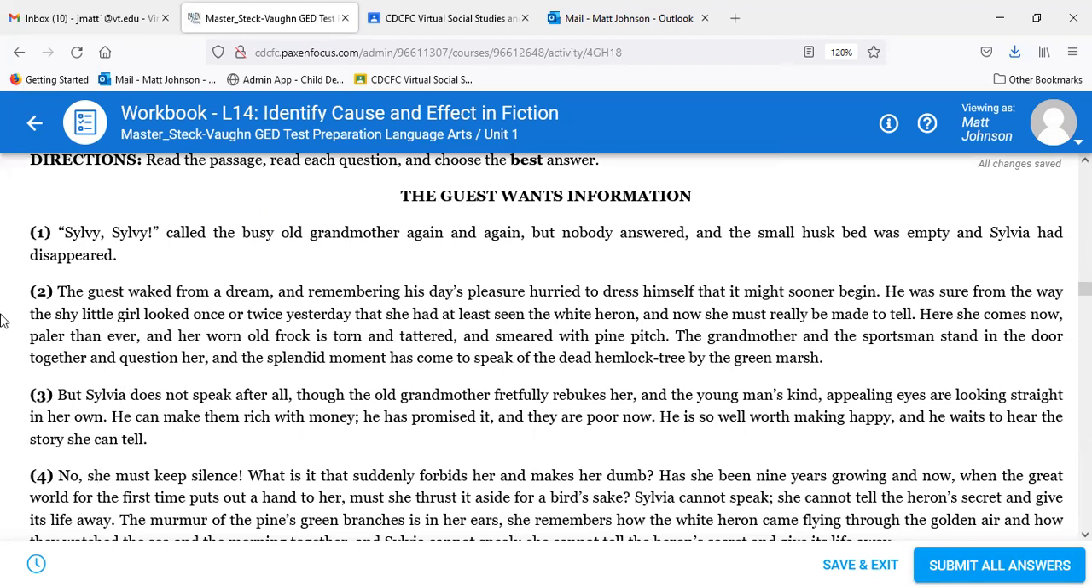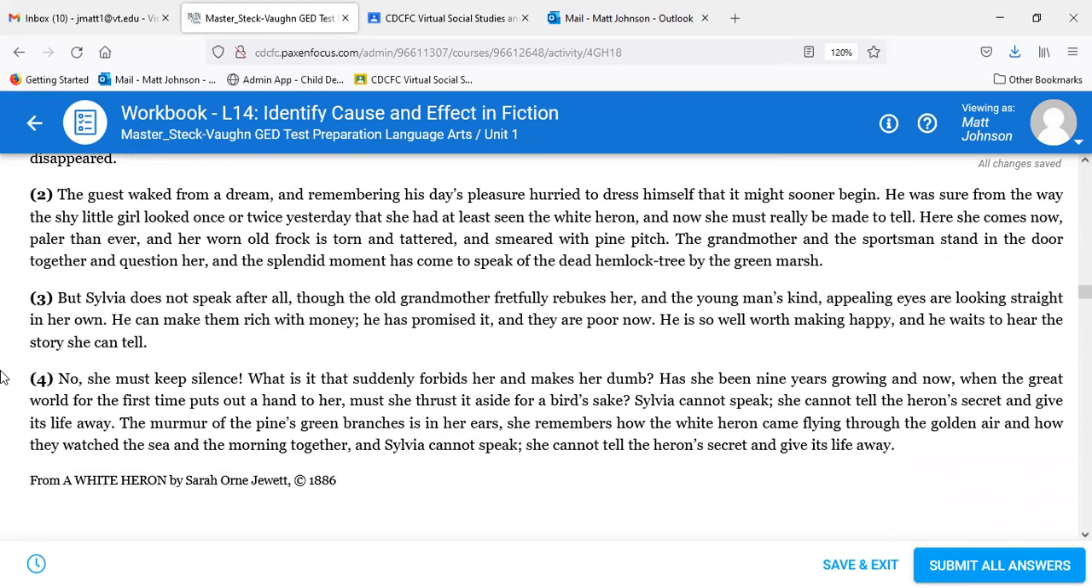But Sylvia did not speak after all. So the old grandmother fretfully rebukes her, and the young man's kind, appealing eyes are looking straight in her own. He can make them rich with money. He has promised it, and they are poor now. He's so well worth making happy. And he waits to hear the story she can tell.